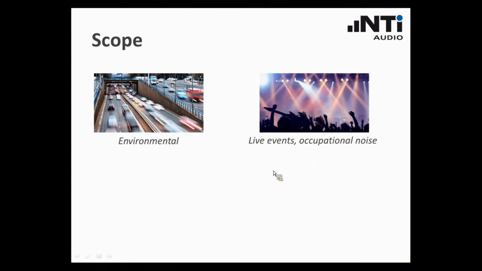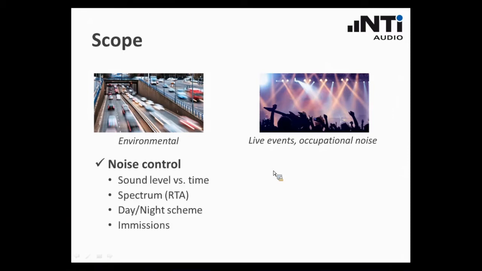On these two pictures, you see two typical fields of application for sound level measurements. On the left-hand side, we have the environmental sector: neighborhood noise, traffic noise, whatever falls under this aspect of environmental noise measurements. On the right-hand side, we can summarize live events and also occupational noise measurements in a separate segment. How can we differentiate between these two applications?